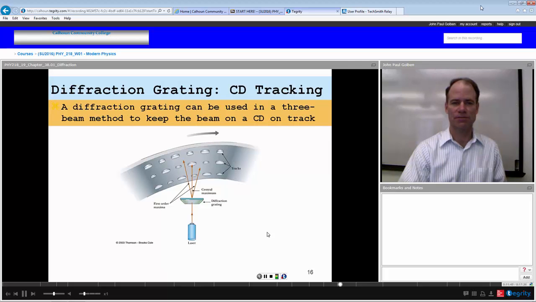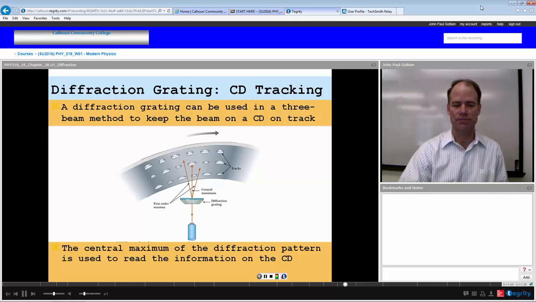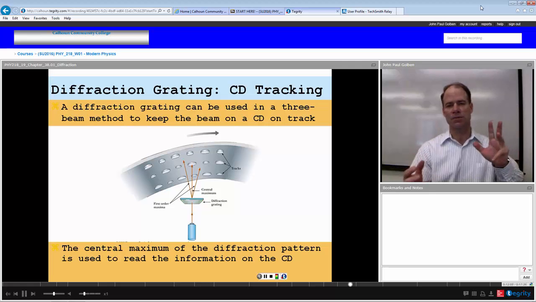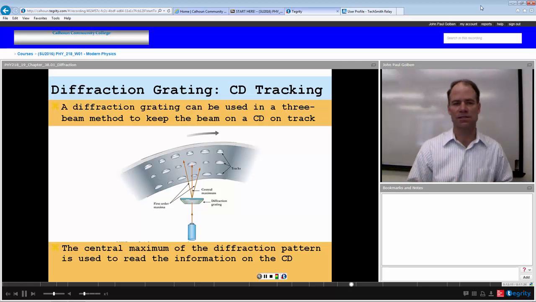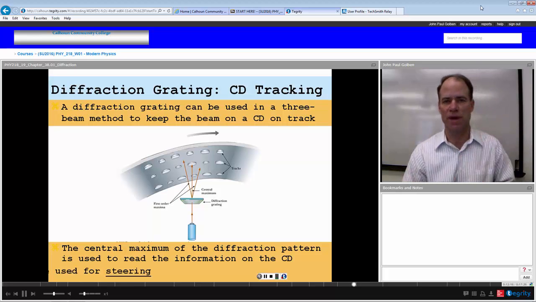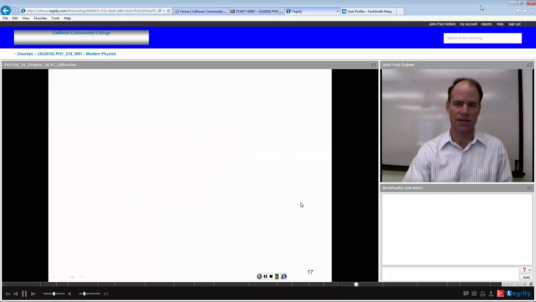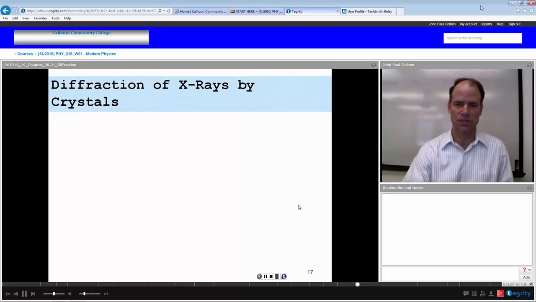Here's an application for this. Diffraction grating can be used in a 3-beam method to keep a beam on a CD or DVD on track. The first beam, the central maximum, is used to read the data on your CD, and the maxima on either side can be used for tracking. So if the beam goes off track and hits that maxima on either side, then it can be readjusted and put back on track. So it's used for steering your laser to maintain its position.